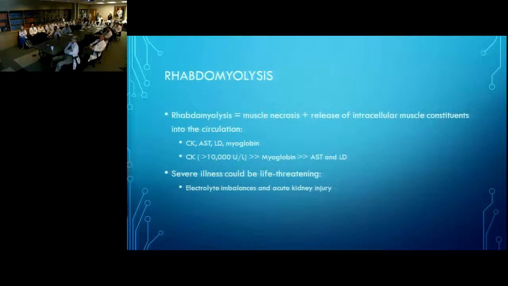Rhabdomyolysis is severe necrosis of the muscle, which leads to release of intramuscular, intracellular constituents into the circulation, most commonly CK, followed by myoglobin and other enzymes. CK levels are typically elevated above the 10,000 range. The range of disease could be from asymptomatic CK elevation to life-threatening disease due to electrolyte imbalances or acute kidney injury.